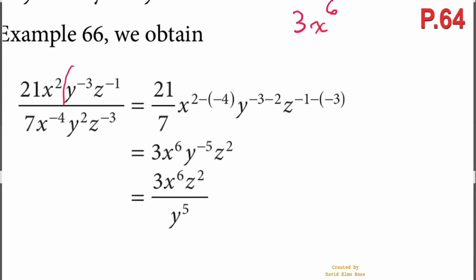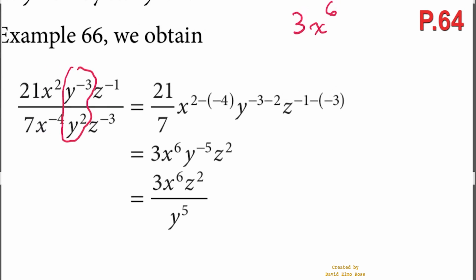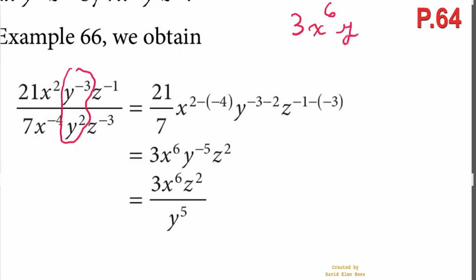Next, we can look at the y term. We've got y to the negative 3 over y squared. So that's going to be y to the negative 5.